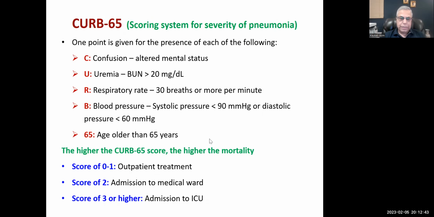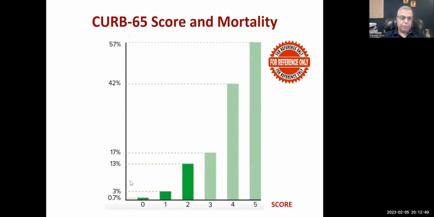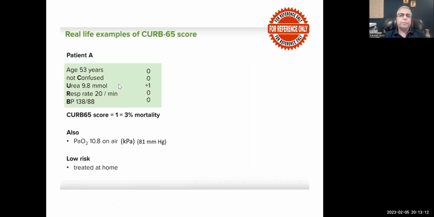Now, this is also for your reference. What I'm showing you is the mortality rate as the score increases. With a CURB-65 score of 0, it is almost 0.7%, very low mortality. With a score of 1, mortality is just 3%. When the score goes to 3, it is 17%, and 42% with a CURB score of 4. And if it is 5, then the mortality is very, very high, okay, 57%. Even 42% is very high.